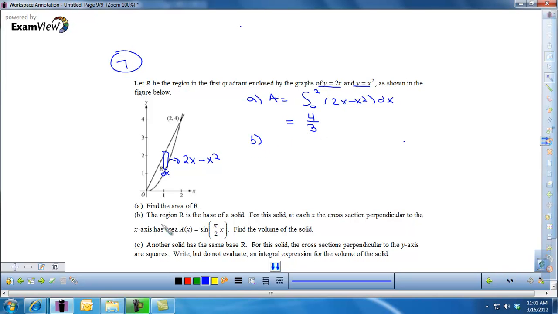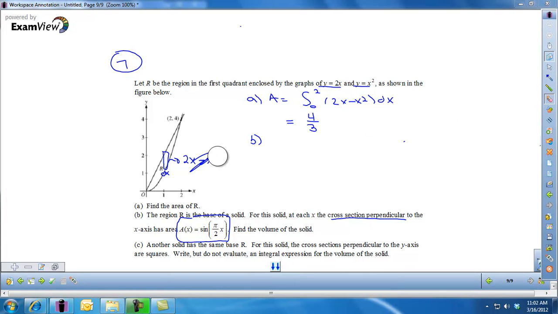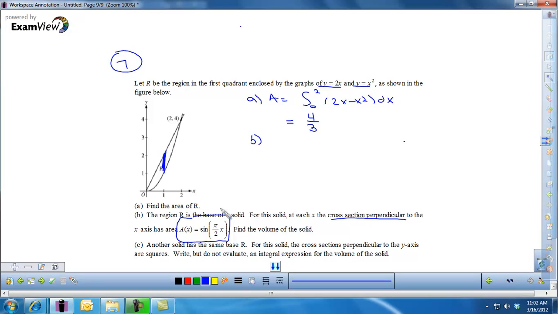Okay. Part B says the region R is the base of the solid. For the solid, each of the cross sections perpendicular to the x-axis has an area of sine pi of 2x. Find the volume. So to find the volume of this, the cross sections are perpendicular to the x-axis. Now, I don't know what those cross sections are. I just know what the area is.